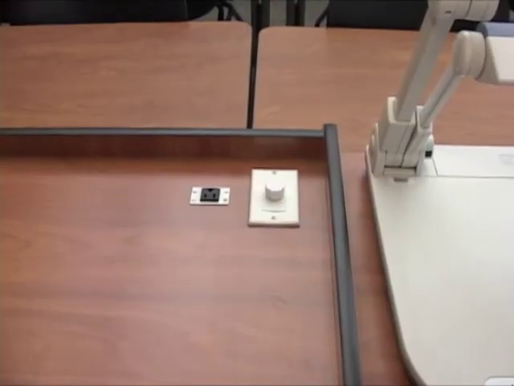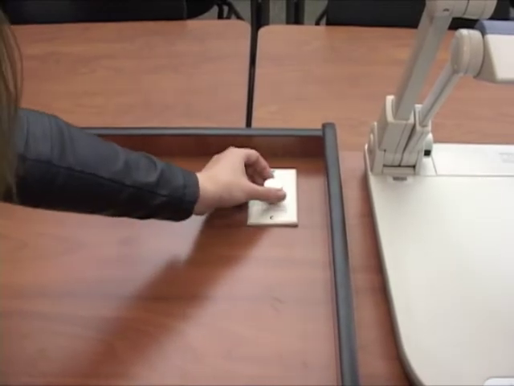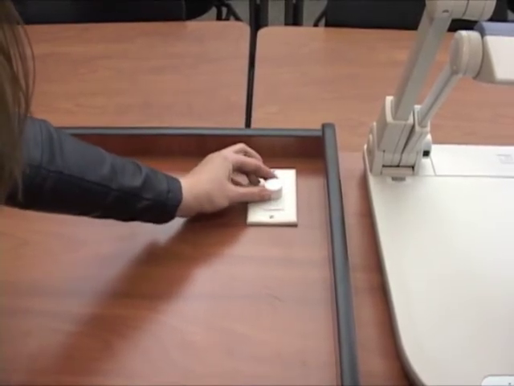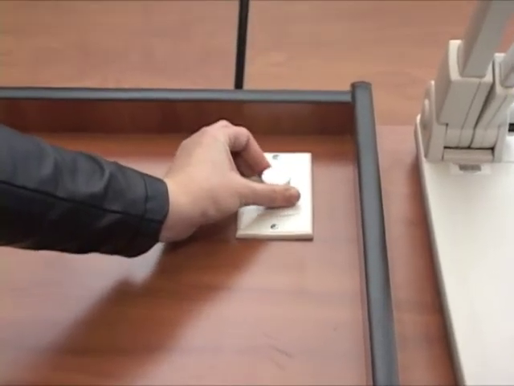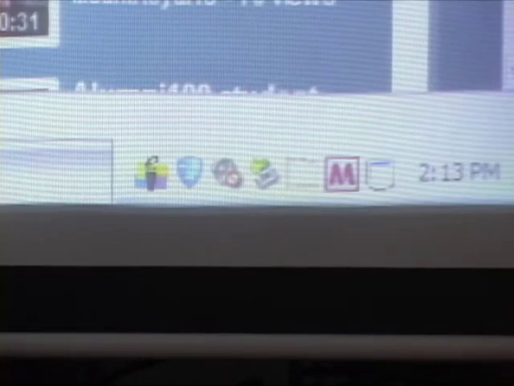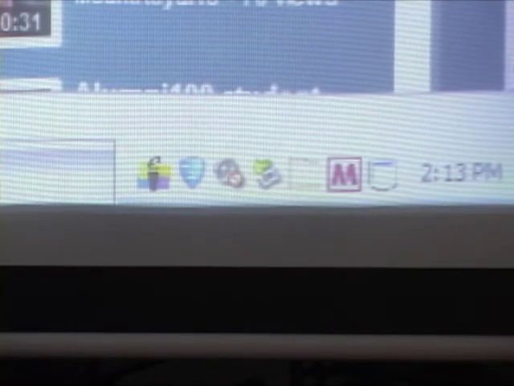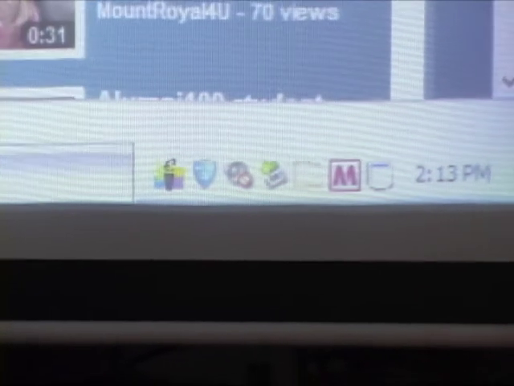The volume control knob is located here. Rotate it to the right to increase the volume, or rotate it to the left to decrease the volume. Sound volume troubleshooting tip. If you are having trouble hearing any sound, double check that the volume control on the computer is not muted or reduced to a minimum.